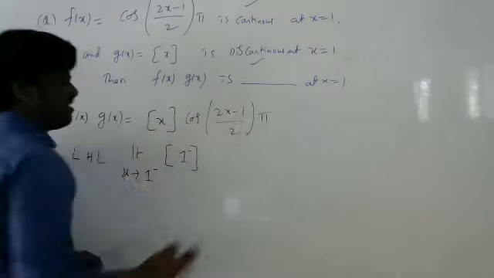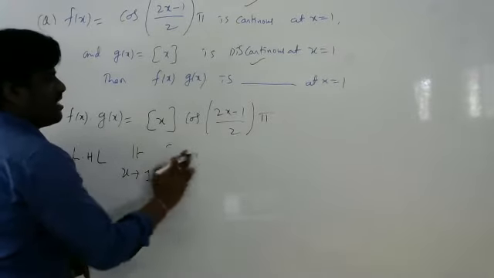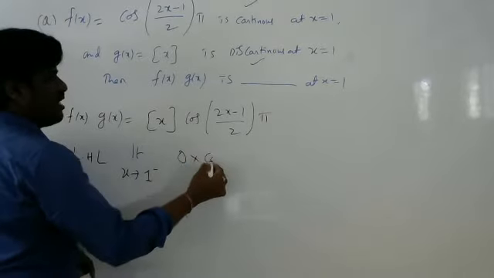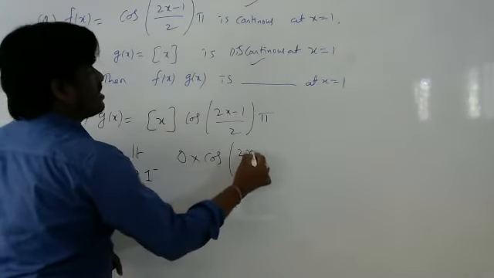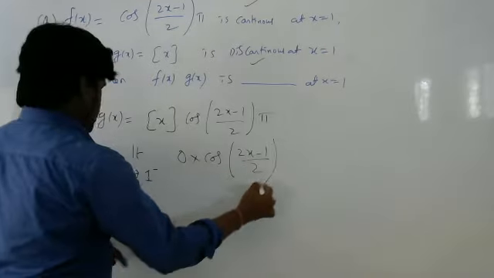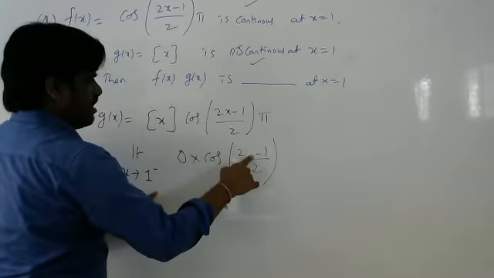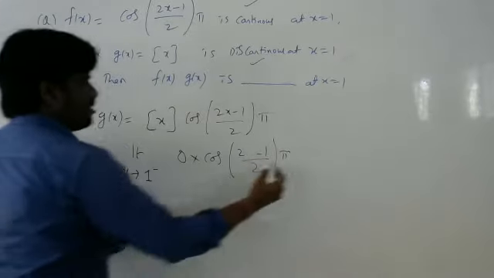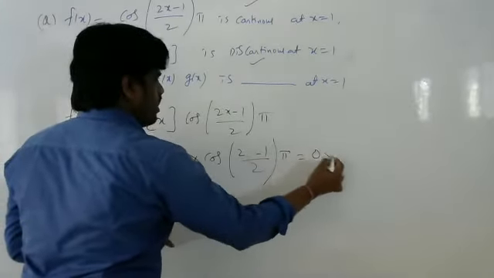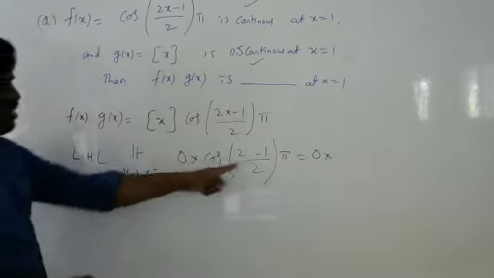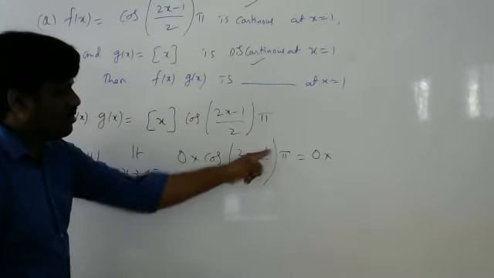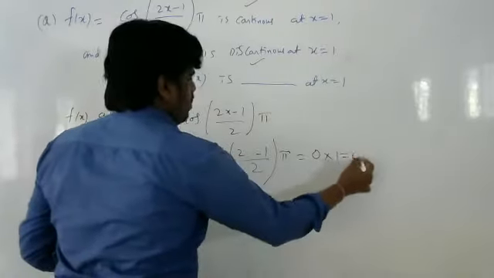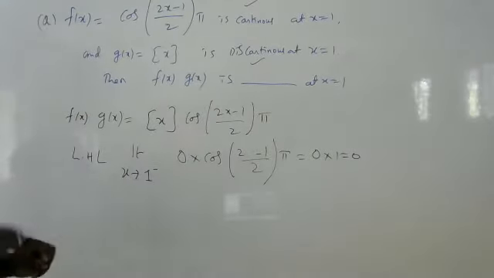0 into anything is 0, I don't bother about the others. I don't substitute there. I write here cos of (2x minus 1)/2 times pi. X is 1, I substituted 1 here: (2 minus 1)/2 into pi. That is 0 into cos pi by 2. Cos pi by 2 is 0, and 0 into anything is 0. So the left hand limit I got is 0.